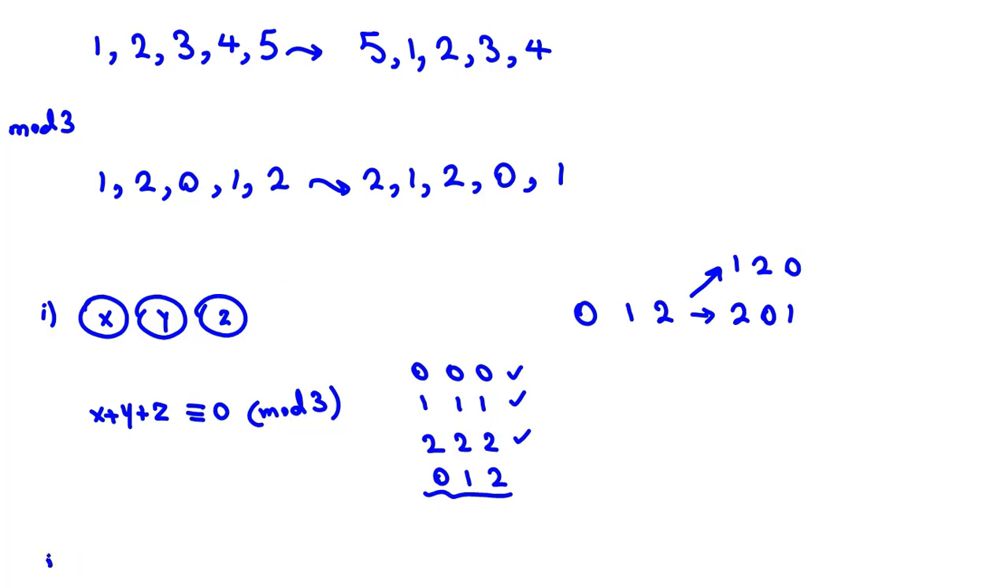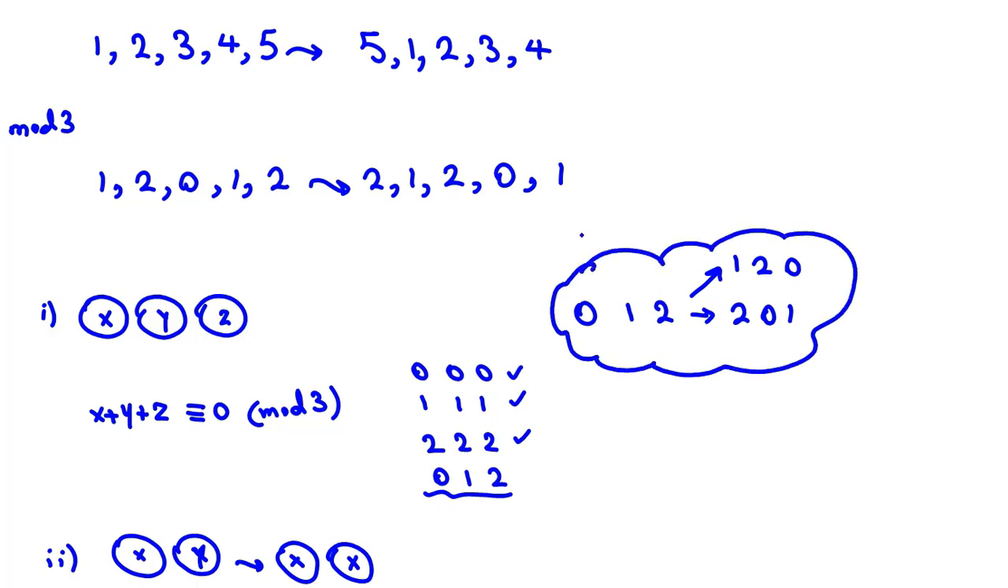And for second rule, it says if two things are same when divided by 3, their difference multiple of 3. So we can say x, x, because we only consider mod 3. You change it to x, x. So it has no effect on our arrangement when we consider mod 3. So our only movements are this. We can move, for example, 0, 1, 2 to 1, 2, 0 or 2, 0, 1.